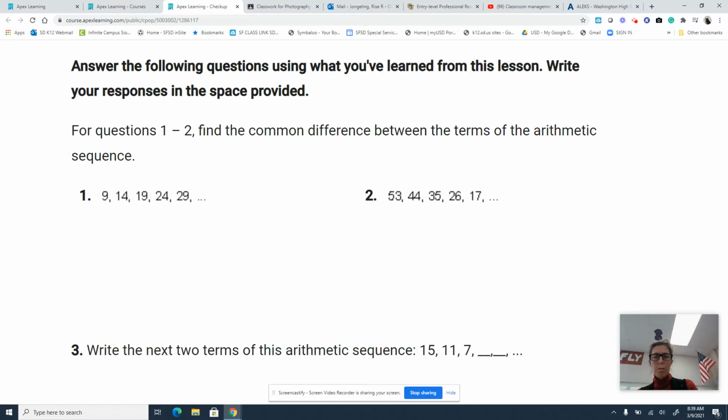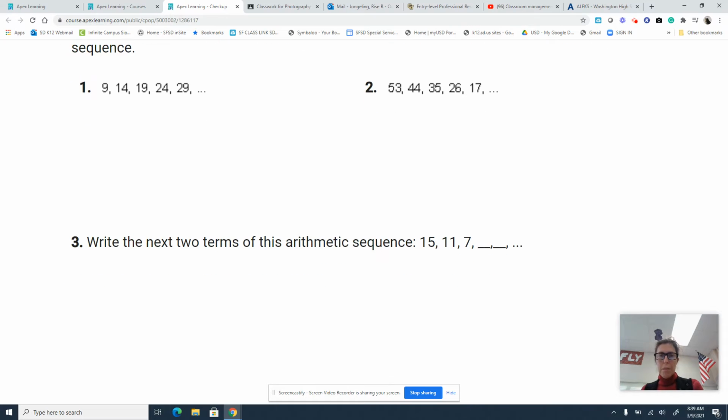53 goes to 44, goes to 35, goes to 26, goes to 17. This one is actually a negative 9. Negative 9 is the common difference, okay? Because what we're doing is we're just figuring out, what did I have, 53, what did I do to it to get 44? And is that the same from 44 to 35? Yes, negative 9. Subtract 9.